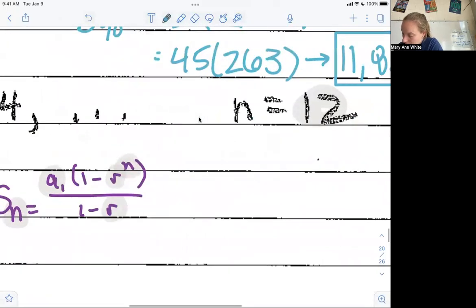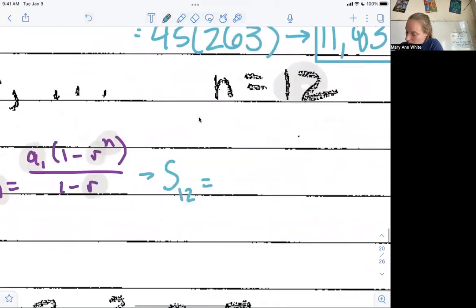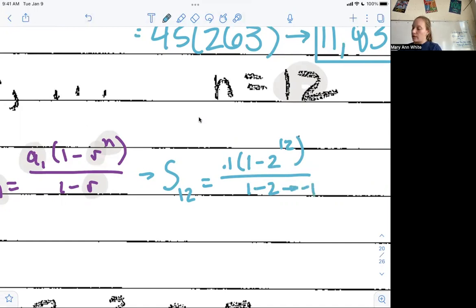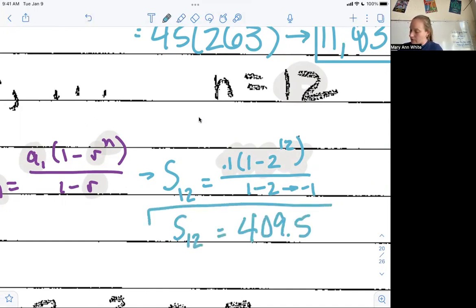So S sub n, S sub 12 is going to equal a sub 1, which is 0.1, times 1 minus r, which is 2 raised to the 12th, all over 1 minus 2. I will remind you on this, it's probably easier to just do 1 minus 2 in your head and remember that that's just -1. So you can just do whatever the numerator is in your calculator and just multiply that by -1 or divide it by -1. For sake of your time and mine, we're just gonna know that the answer is 409.5.